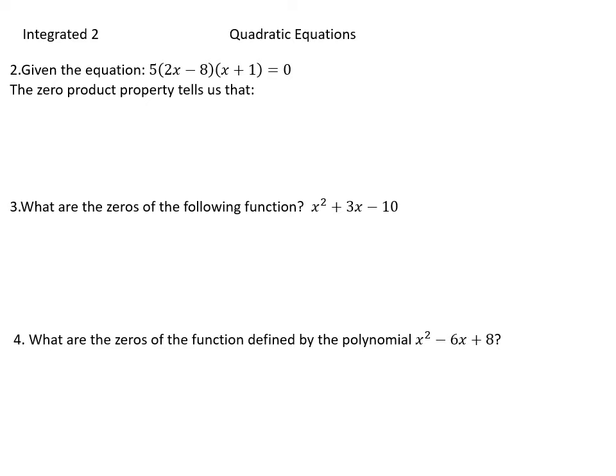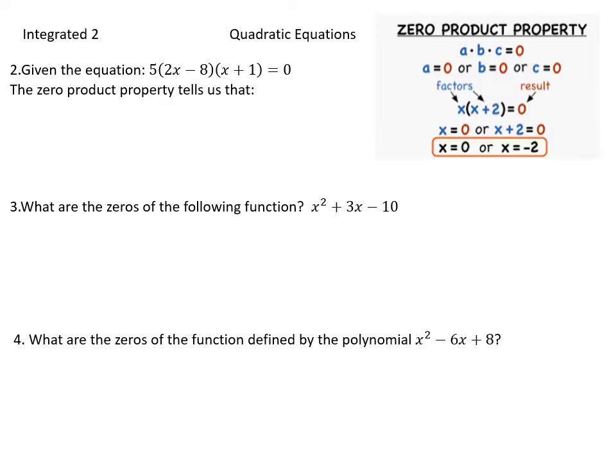Given the equation 5 times (2x minus 8) times (x plus 1) equals 0, the zero product property tells us what? Well, the zero product property says if I'm multiplying things together and they equal 0, then each of those factors equals 0. So like x times (x plus 2) equals 0. So either x equals 0 or x plus 2 equals 0. So all we have to do is 2x minus 8 equals 0 or x plus 2 equals 0. And we use that same thing with the next couple.